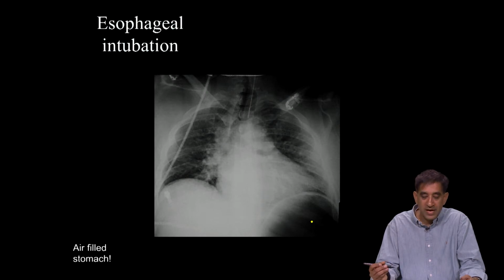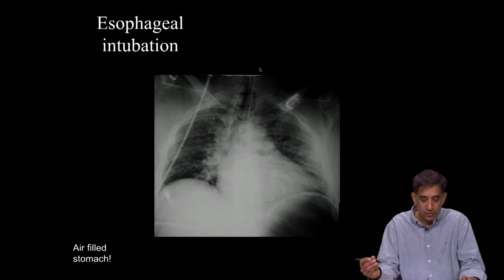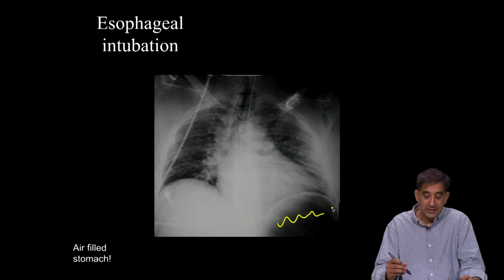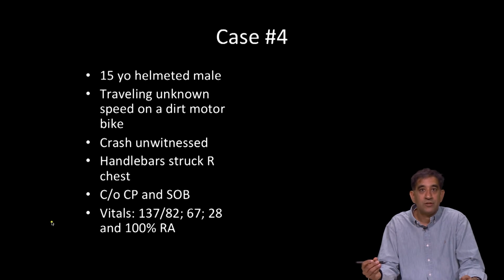Another example of an esophageal intubation. Here is one of the margins of the endotracheal tube. And you can see if we draw in the margins of the trachea and both right and left mainstem bronchi, we can see that clearly it is outside the boundaries of these structures. And also we see an air-filled stomach. So these are all findings suggestive of esophageal intubation.